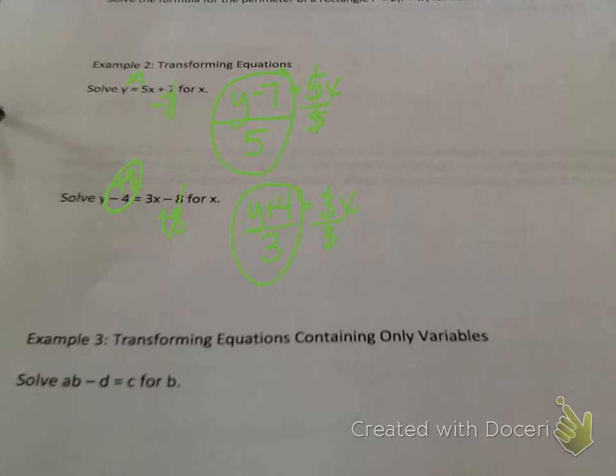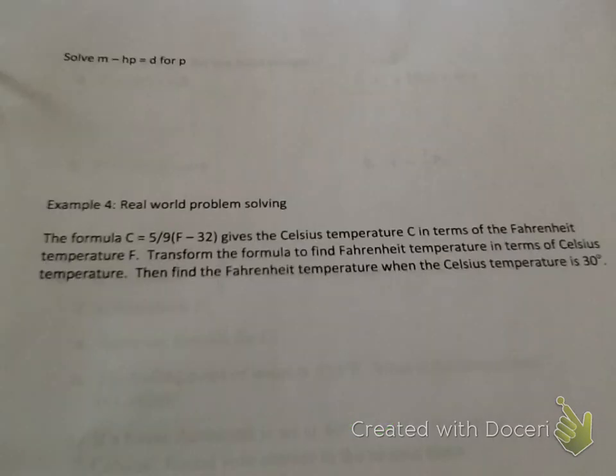Transforming equations containing only variables. So there's nothing different about this. If you imagined A, D, and C as numbers and B as the variable, it's the exact same thing that we're doing. So we're going to add D to both sides. So we have AB equals C plus D. Then we're going to divide by A. Divide the whole thing by A. It seems more difficult when you have only variables, but just imagine them as numbers.